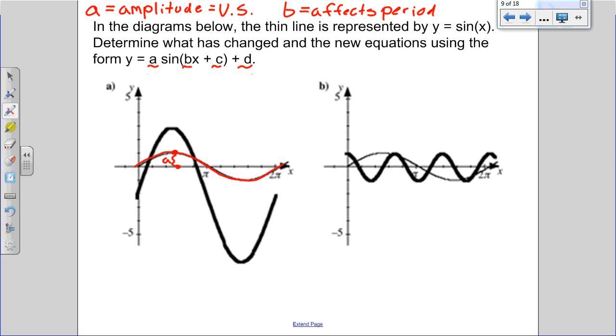When we talk about how it's affecting something, if it's changing the period, that means it's changing the distance from when the graph repeats itself. So that's the period. So the B variable would be a horizontal stretch, right? It's either stretching that period out further or compressing it in. So we say it's HS, horizontal stretch.